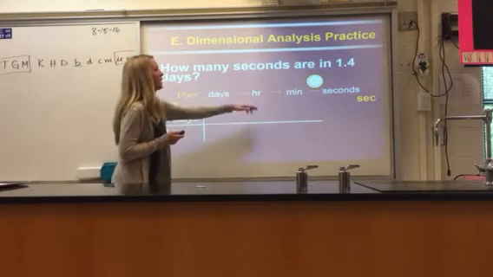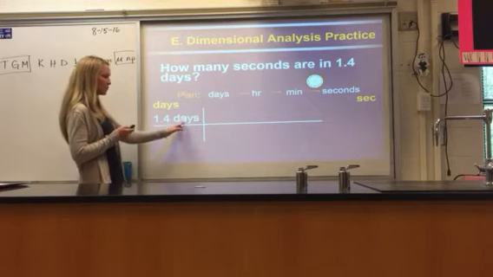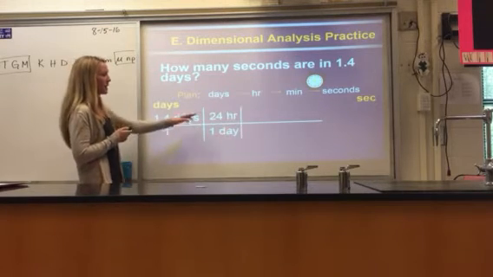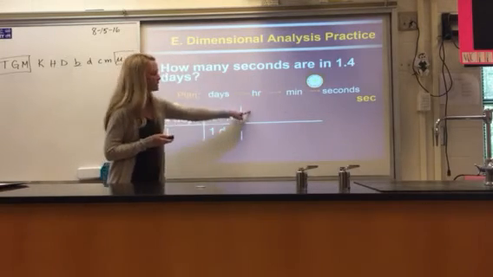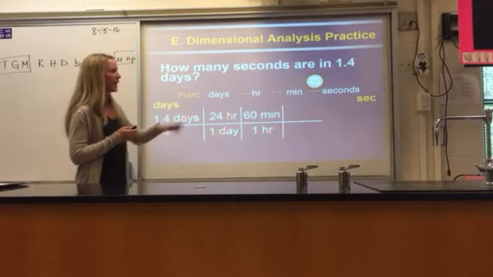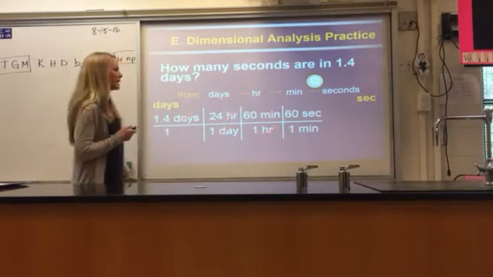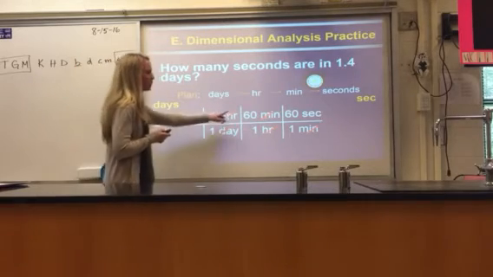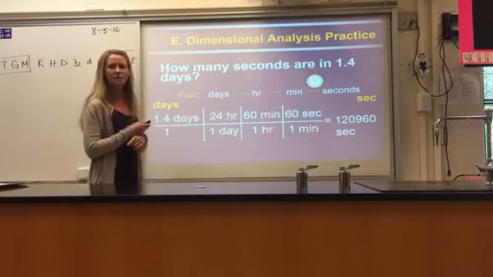Now we're going to go from days to hours. There are 24 hours in a day. Hours has to go on top, days have to go on the bottom, so they cancel. And now we're in hours, now we're going to go to minutes. There are 60 minutes in an hour. 60 minutes has to go on top, 1 hour on the bottom, so your hours cancel out. And then you're going to go from minutes to seconds. There are 60 seconds in a minute. And now you take 1.4 times 24 times 60 times 60, and you get this answer, 120,960.